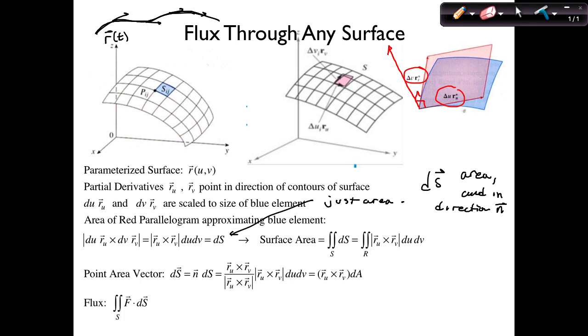So therefore the flux, this is how we calculate the flux: F dot dS, where dS is essentially the cross product of the two vectors that make up that parallelogram. The area is the area of the parallelogram, the direction is n. That's what we want. We want as much of F as is in the direction of n. And that's what that cross product is.